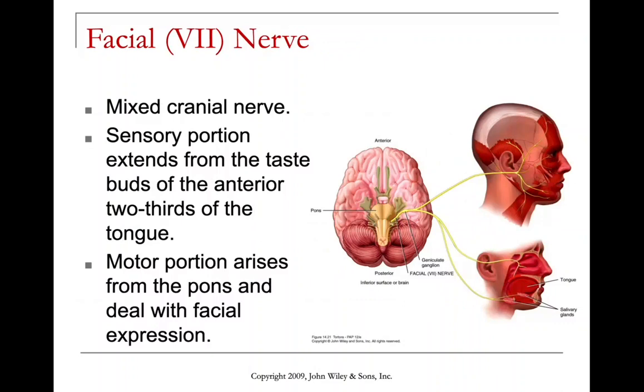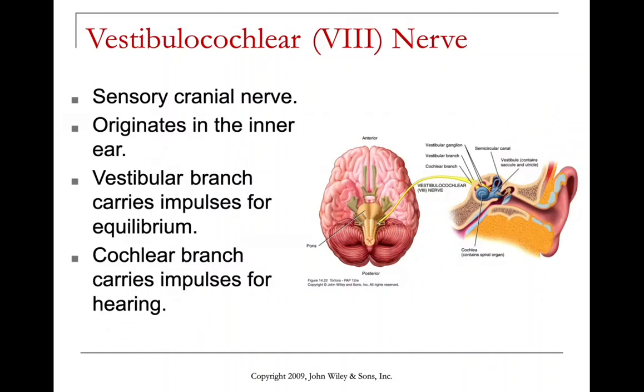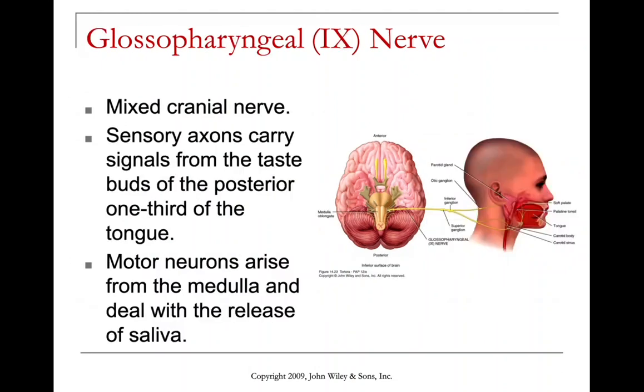So your facial nerve, it's a mixed cranial nerve. You've got the sensory portion that will extend from the taste buds, so it does the anterior 2/3 of the tongue. The motor portion is going to come from the pons and deal with facial expression. Vestibular cochlear nerve is 8. It's a sensory nerve. It originates in the inner ear. The vestibular branch is going to carry information for equilibrium, the cochlear branch for hearing.